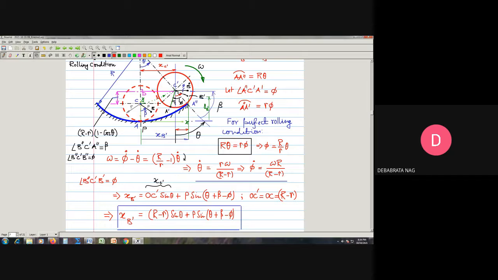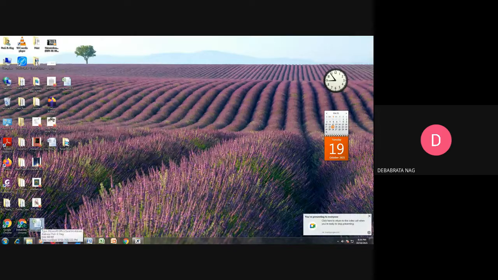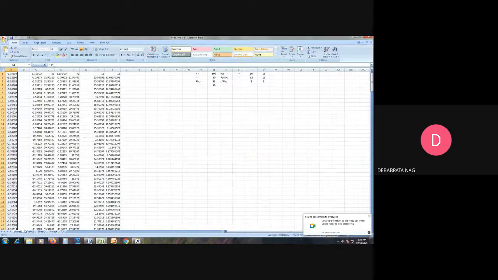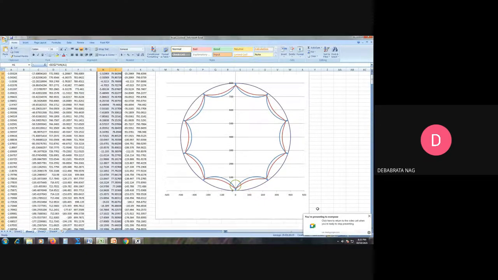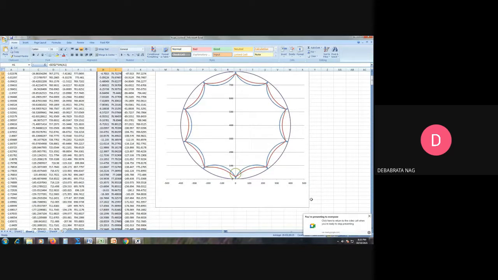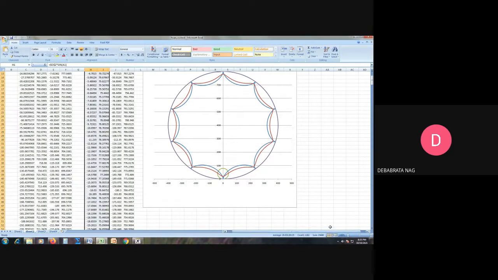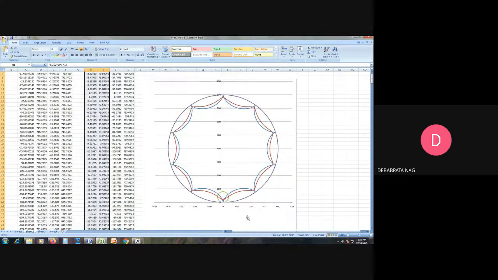And the locus of any inside point, that means if it is inside here, or it can be outside also, is known as the hypotrochoid. Let us see how these two curves will look. We have animated it in our Excel file, and we can show how the hypocycloid or the hypotrochoid can look. So this is the problem. We need to focus on this graph.